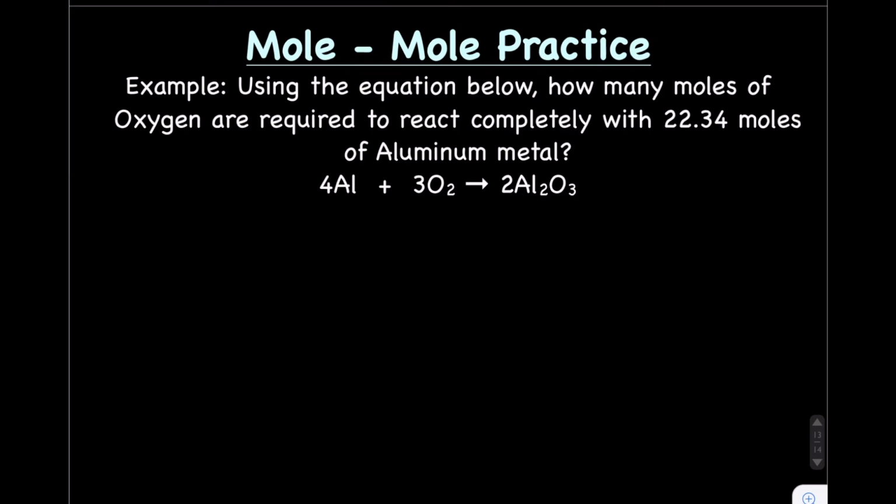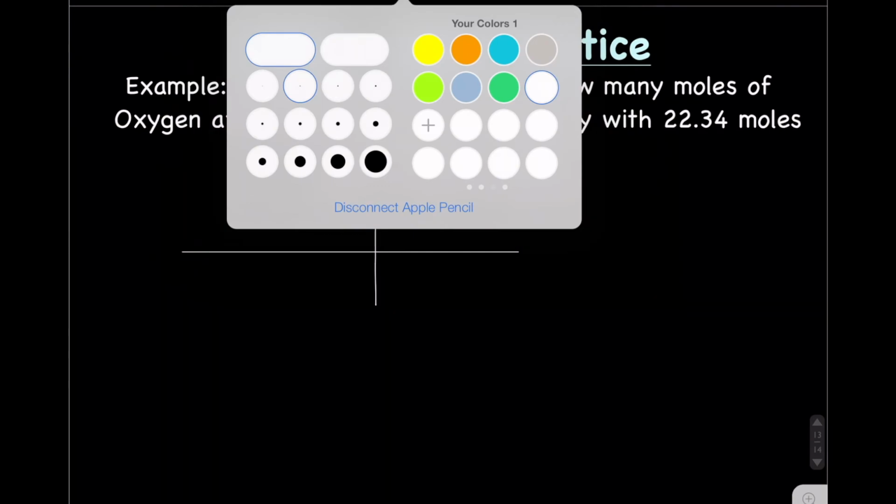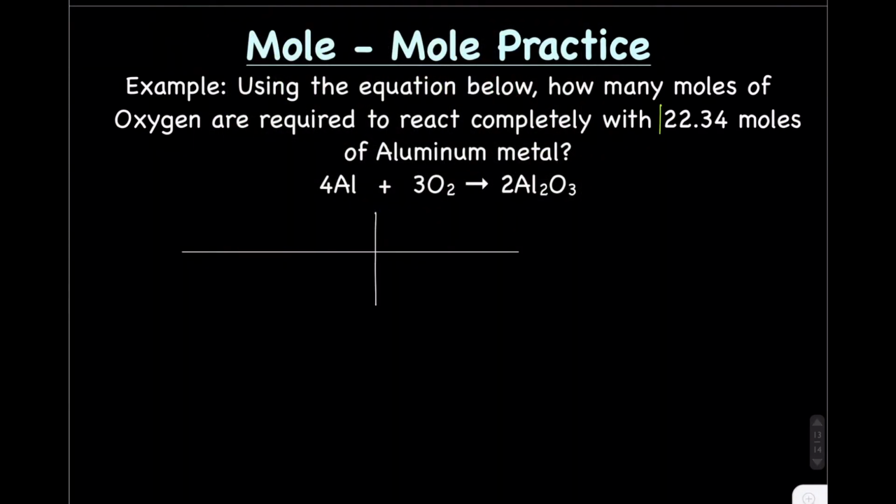All right, so first step is we're going to write our grid and write in our known. And our known is 22.34 moles of aluminum. Okay, so I'm going to put that in my grid. My known, 22.34 mole of aluminum, and that's over known.